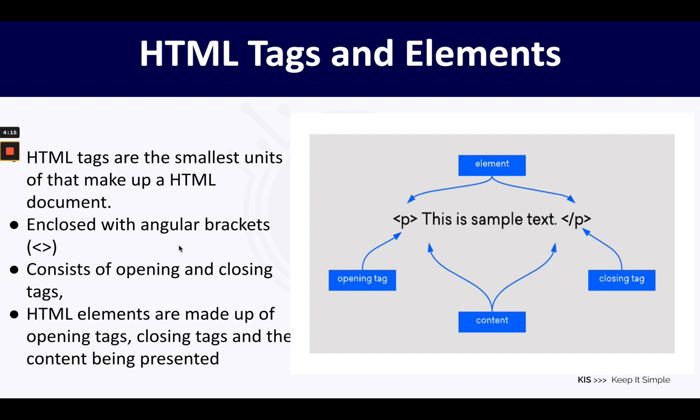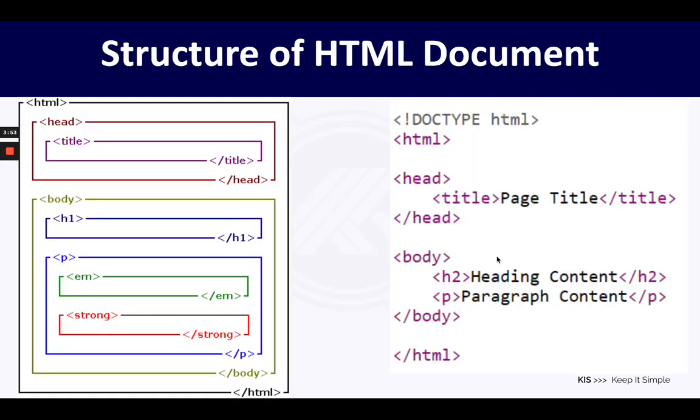Now, HTML tags are the smallest unit that make up an HTML document. Sorry for the typo there. We enclose HTML tags in angle brackets, and they consist of opening and closing tags, just like we saw in the previous slide. Let me show you. Okay, so let's take the head, for instance.